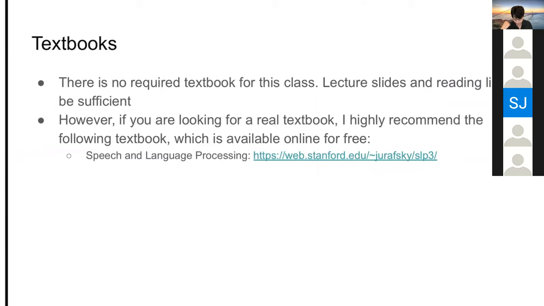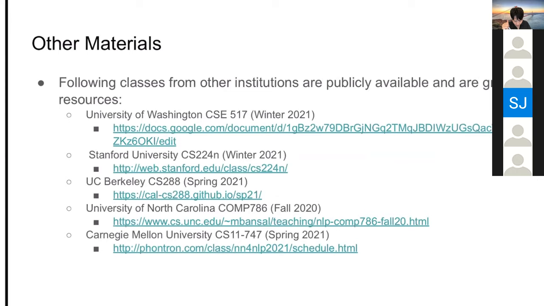Lecture slides and reading list will be sufficient for most of you, but if you're looking for a real textbook, then I highly recommend the following textbook, which is available online for free. It's Speech and Language Processing. And other materials. There are a few other classes whose materials are also freely available online and very useful, very relevant. So I encourage you to take a look at them from these schools. Probably there are more, so please feel free to suggest more good materials on GitHub Q&As.